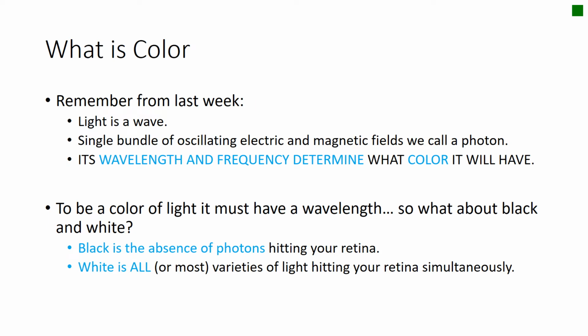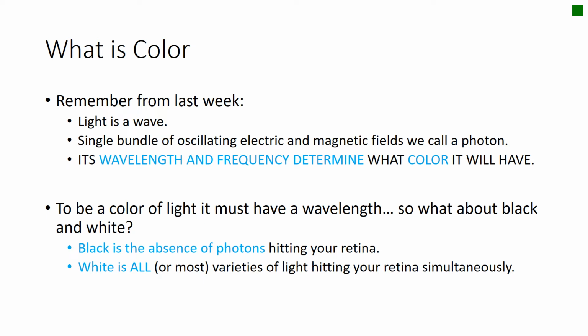So color itself, these are things to remember from last week. Wavelength and frequency determine what color is present. It's your whole Roy G. Biv sort of spectrum, which also means black and white, technically, if you want to split hairs about it, are not colors. Black is the absence of photons hitting your eye, basically meaning whatever was painted black or dyed black absorbs all of the photons of visible light that hit it. They don't let any of it go. And white colored objects are going to reflect all of that visible light together.